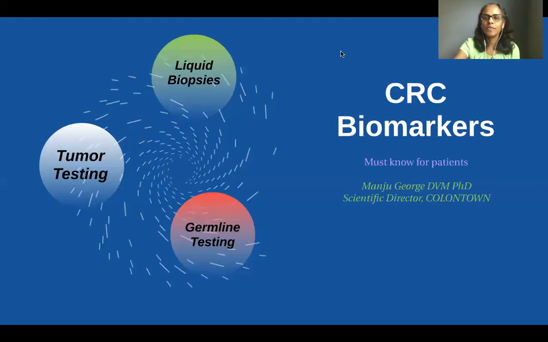And why are these changes important? These changes are important because knowing what is altered in a tumor cell can help us know how to kill it. And clinically, these changes may have important implications and also help us classify the tumor. So let's first look at germline testing.